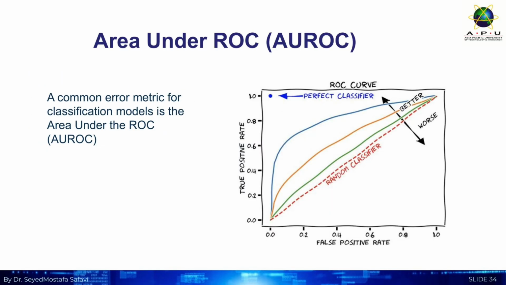AUROC, area under the ROC curve, is the single-number summary of the whole curve. The higher the number, closer to 1, the better the model is at separating the 2 classes. A perfect prediction would have a TPR of 1 and an FPR of 0.